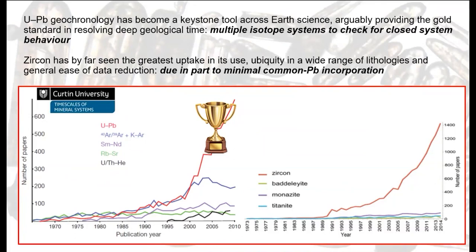Baddeleyite is quite commonly used as well, and that brings us the ability to date more mafic rock types. But you can see recently this idea of using titanite is beginning to show more interest, and I would say apatite is also showing more interest.